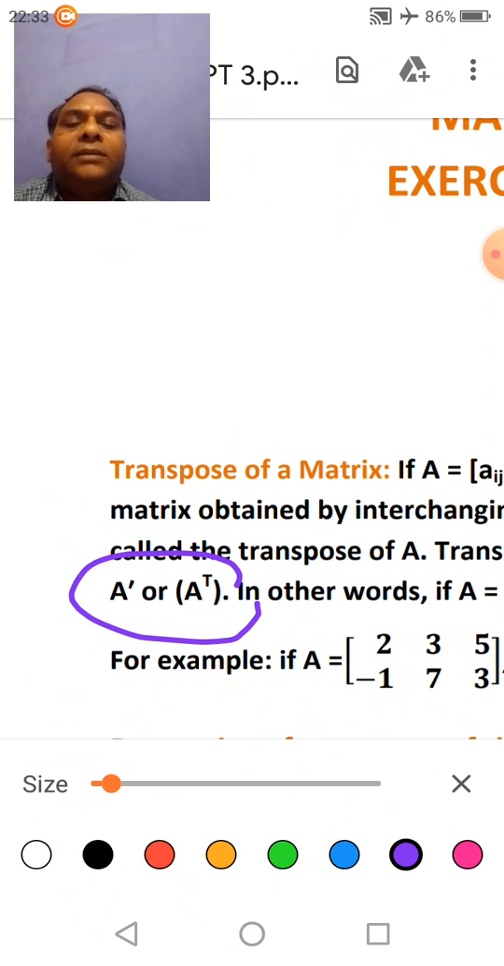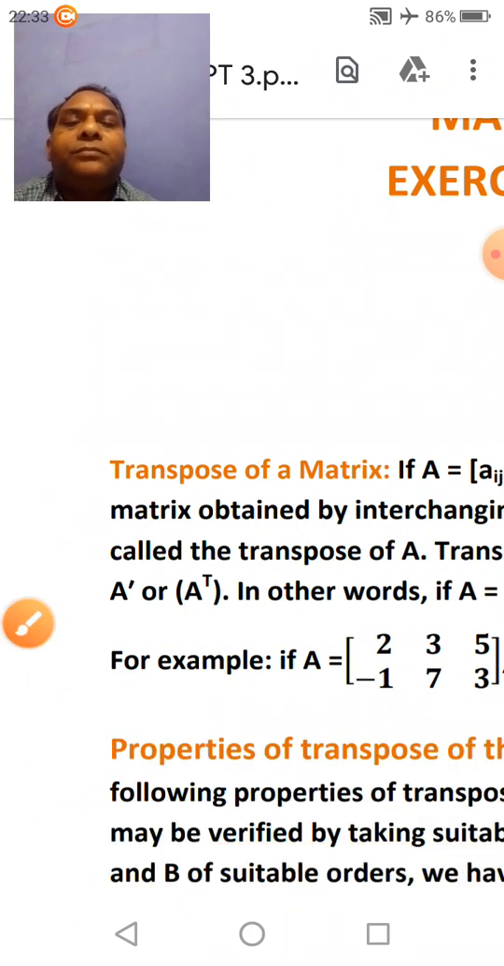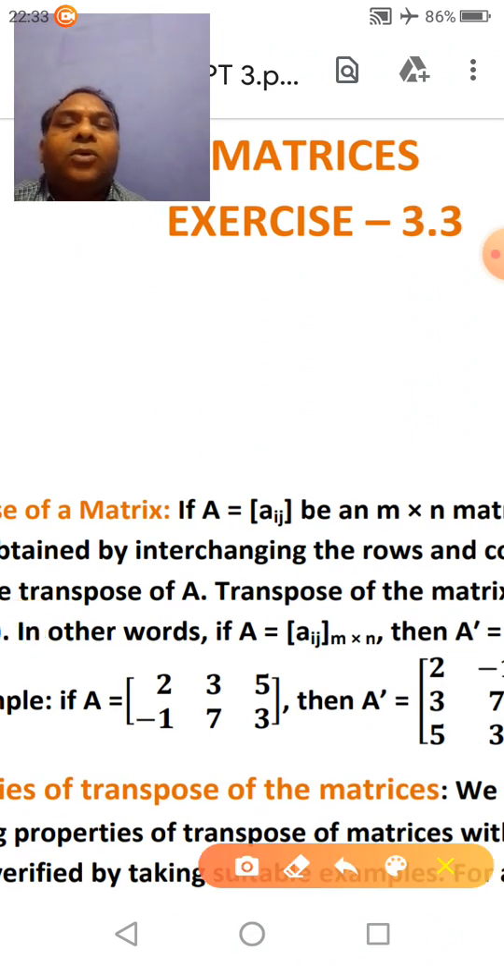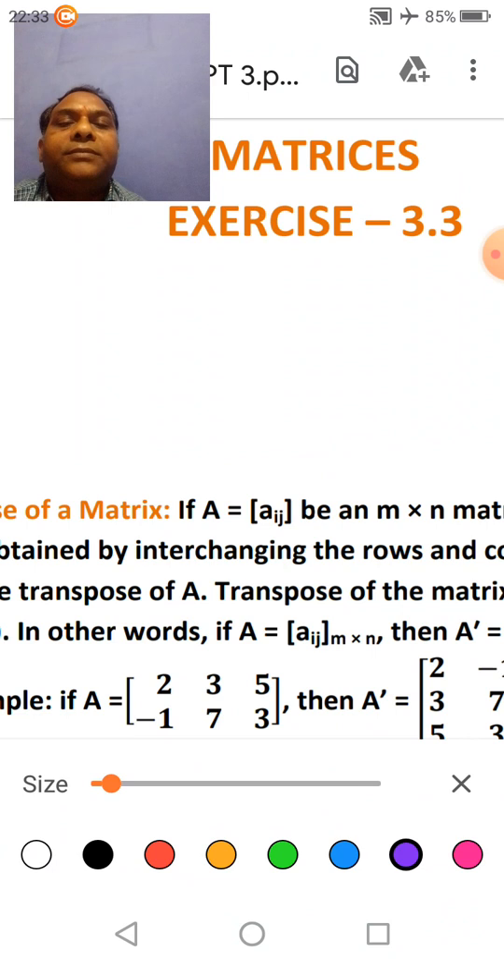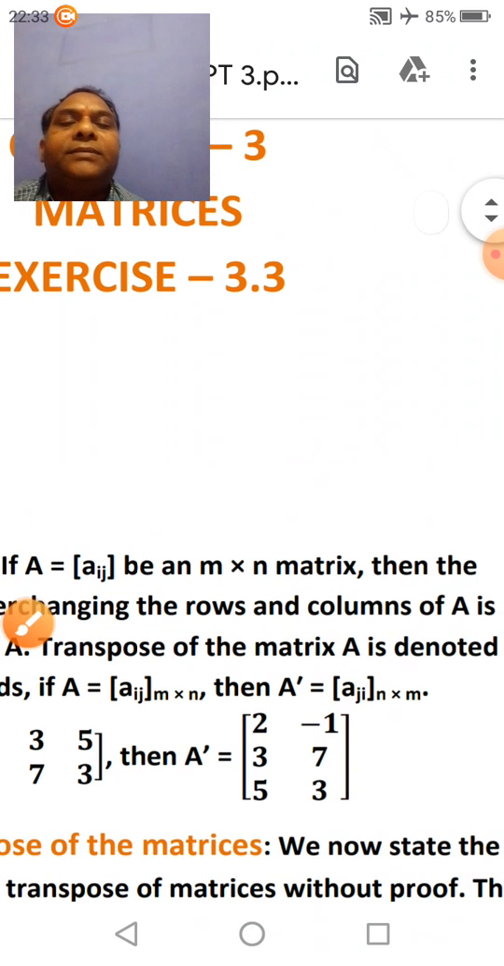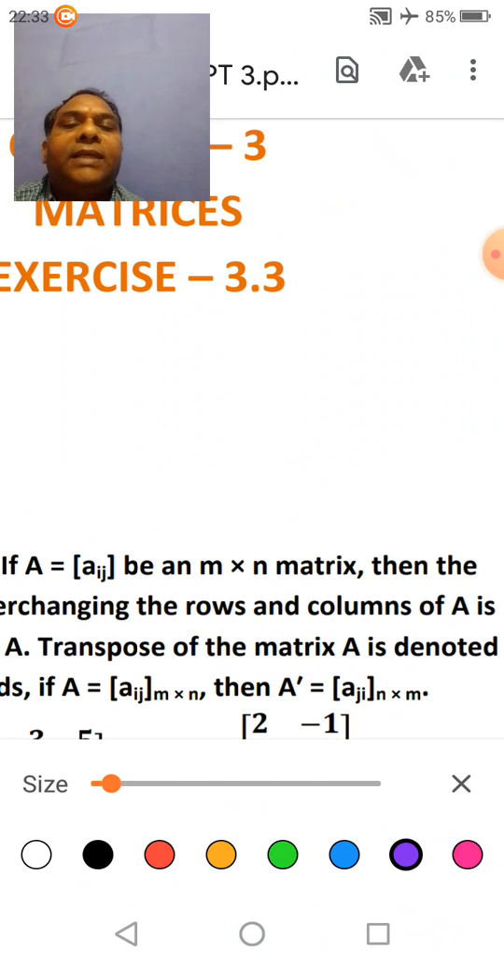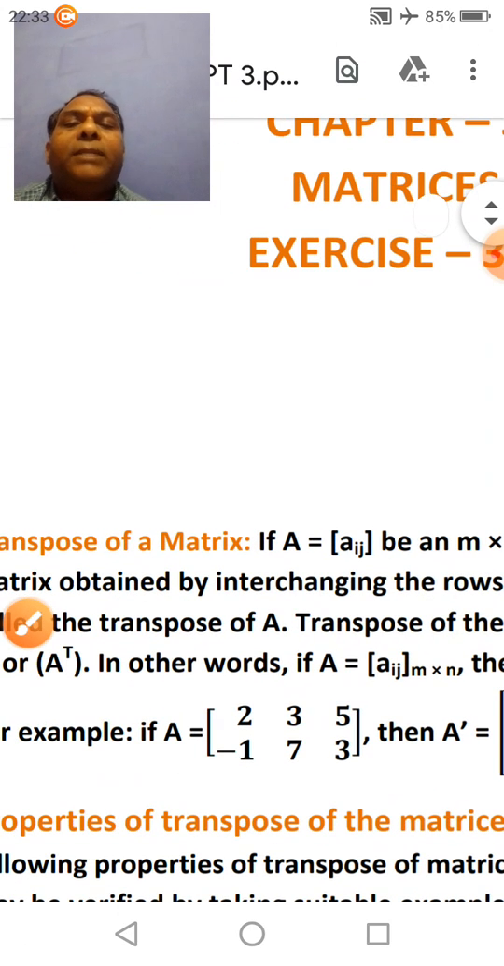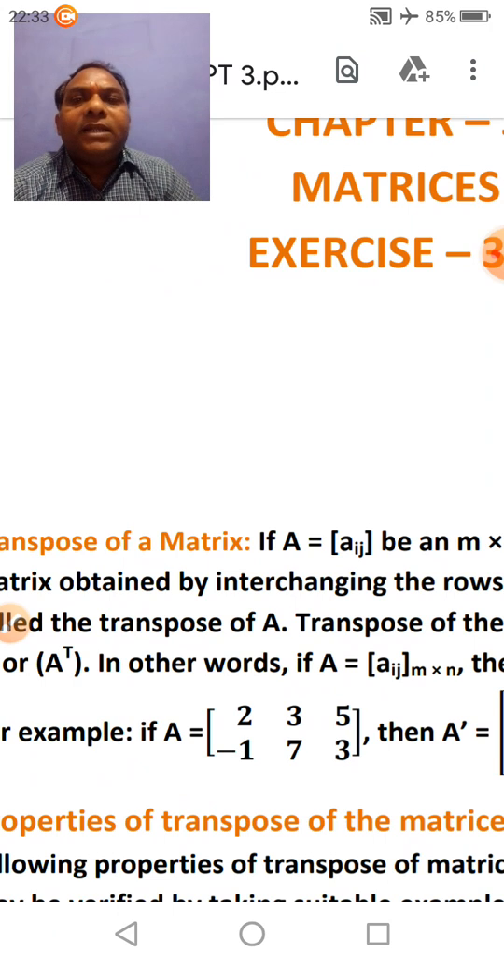Clear? Now, if A = [aij] is of order m cross n, then A dash will be [aji] of order n cross m. Clear? So simply you have to remember that to find the transpose of a matrix, you have to interchange rows and columns.